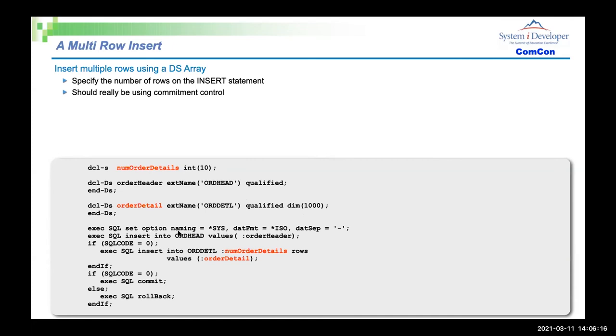What will happen here is I'm going to insert the header. If that worked okay, then I'm going to insert into the order detail table the host variable number of order details, which is 60. I'm going to insert 60 rows. The values is that data structure array, so the first 60 elements of that array will be inserted into the table. So it's sort of the reverse of a multi-row fetch. It is a multi-row insert. And by the way, when you see it coded like this, things like commitment control are a little bit easier to see.